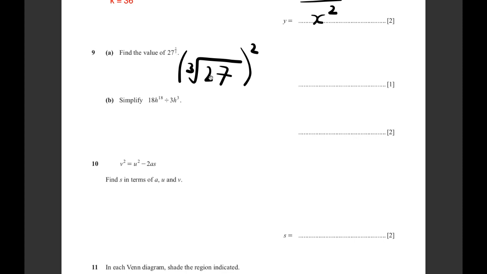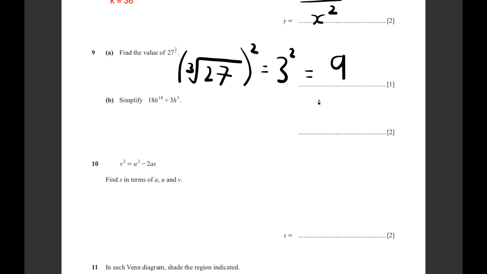So the cube root of 27, so we ask ourselves, something times something times something is 27. What's the something? Well, that's going to be 3. And once we've worked that out, then we square the number, not times by 2, but square it, and we get it equal to 9, like so.